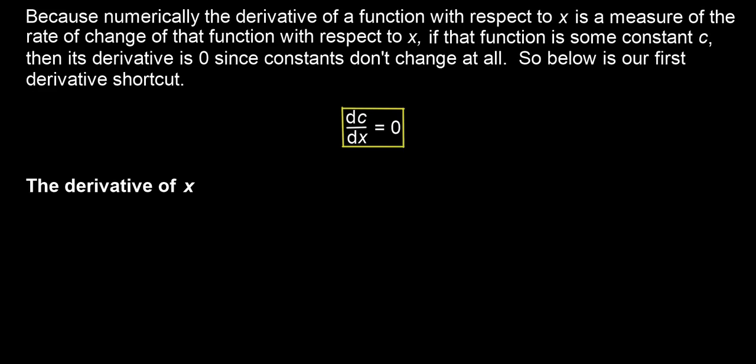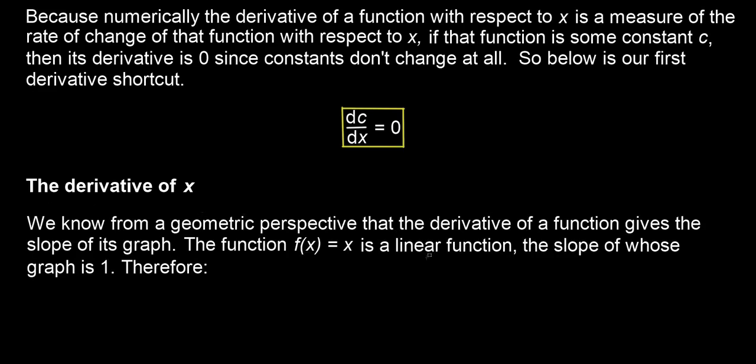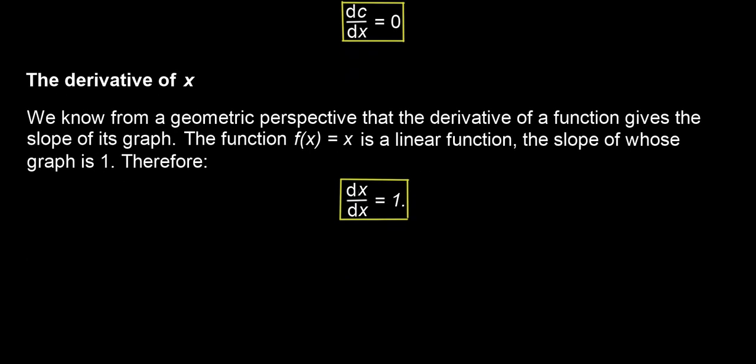So here's our second shortcut, the derivative of x. Again, I'm generally taking derivatives with respect to x, which means I want to find out the rate of change of x with respect to itself. From a geometric standpoint, the derivative of a function represents the slope of its graph. If the function is x, the graph is the line y equals x, a line that has a slope of 1. Therefore, the derivative of x with respect to x is just 1. So there's another shortcut; we don't need the definition, we can just say that.